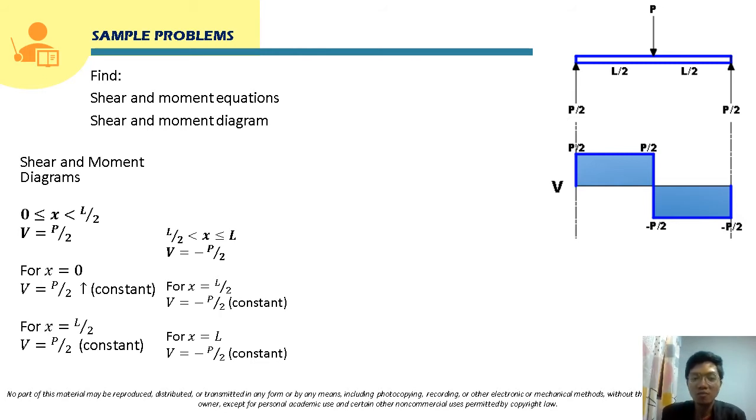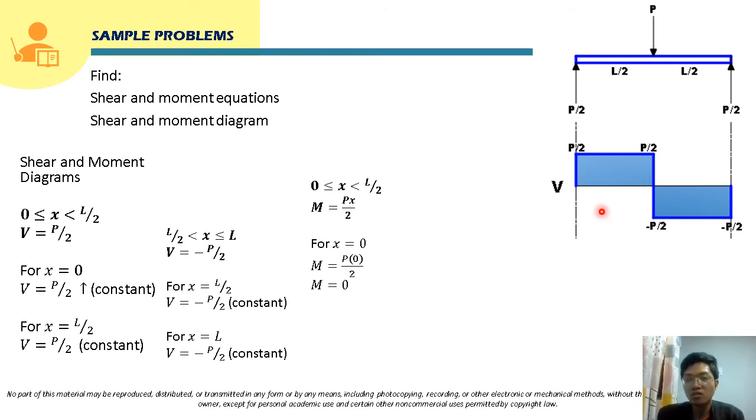Okay, so from here, class, we can now also construct the moment diagram using the moment equations. The moment equation for x from 0 to L over 2 is Px over 2. So we are going to solve for the moment at x equal to 0. We just substitute 0 into the variable x, so this will be P times 0 over 2. So the moment at x equal to 0 is 0.